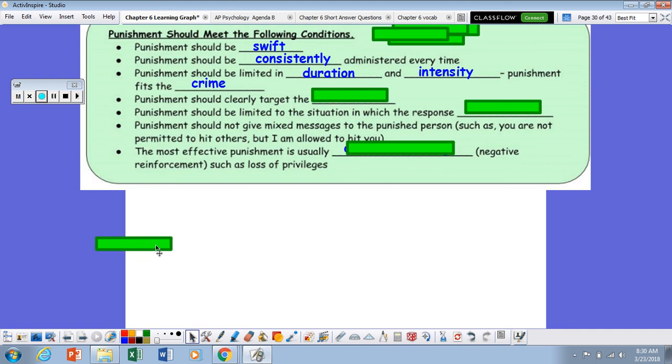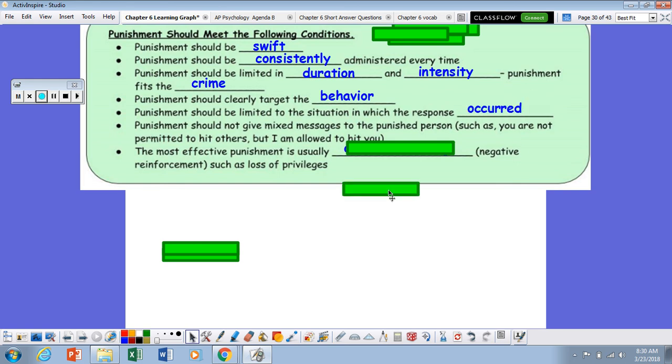The punishment also needs to fit, as they would say, the crime. So if it was a minor deal, it should probably be a minor punishment. Punishment should also clearly target the behavior that's in question. So if the behavior obviously was somewhat minor, then the punishment needs to be reflective of that. The punishment should also be limited to the situation in which the response occurred. Punishment should not give mixed messages to the punished person, such as they're not permitted to hit others, but yet you hit them. Yeah, that's not good.